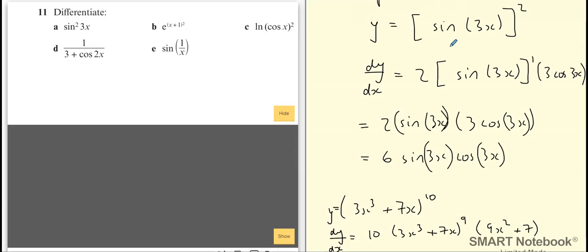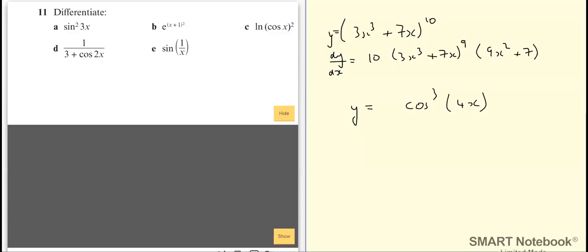Right, okay. So maybe not have too many ideas. Maybe try step 1. What's the first step that you're going to do here? The first step is to write it in sort of index form. So cos 4x to the power of 3. That's the first step.